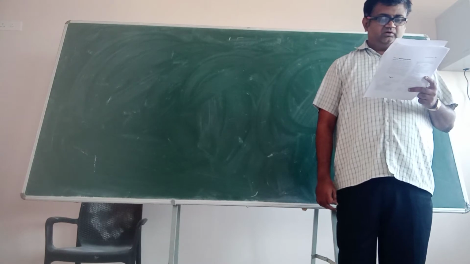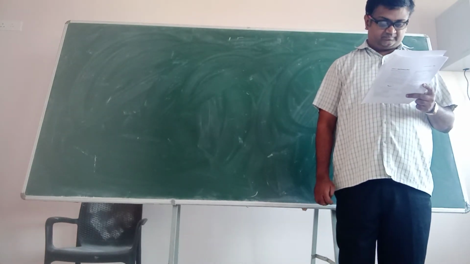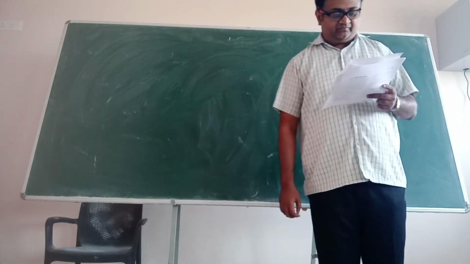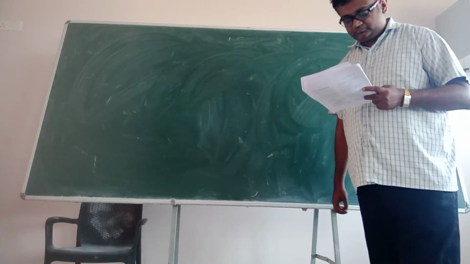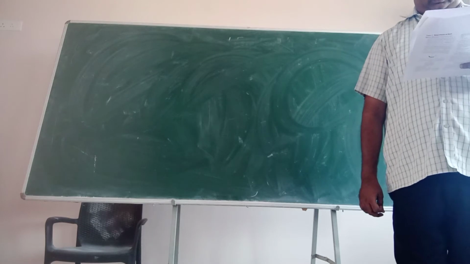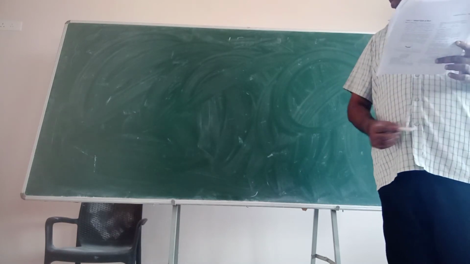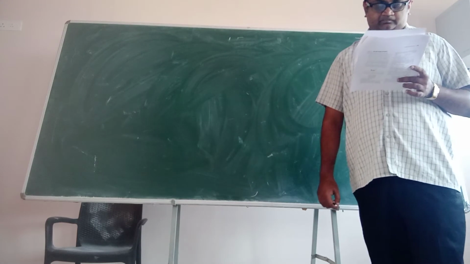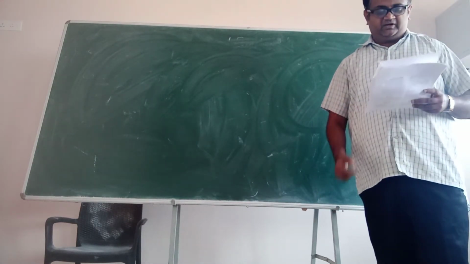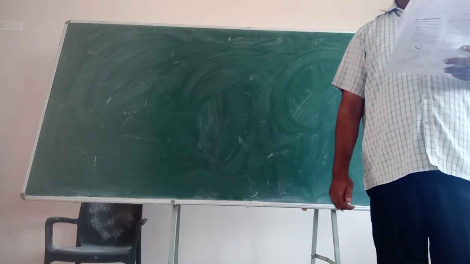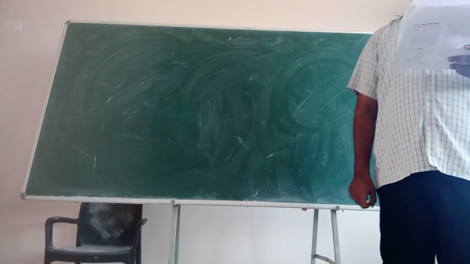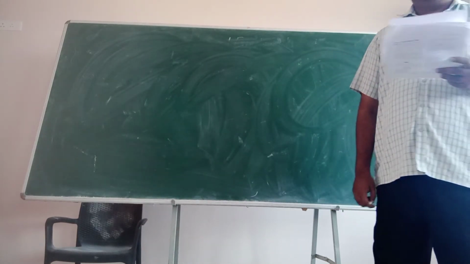shows the extension of a wire of length 1 meter suspended from the top of a roof at one end and with a load W connected to the other end. The cross-sectional area of the wire is 10 power minus 6 meters square. Calculate from the graph the Young's modulus of the material of the wire.